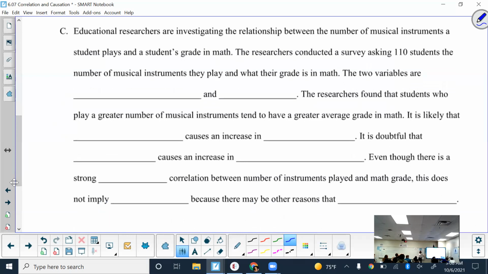It's about a study. Educational researchers are investigating the relationship between the number of musical instruments a student plays and a student's grade in math. All right, so those are the two things being compared, the number of instruments they play and their grade in math. The researchers conducted a survey asking 110 students the number of musical instruments they play and what their grade is in math. The two variables are what? What are the two things being compared?